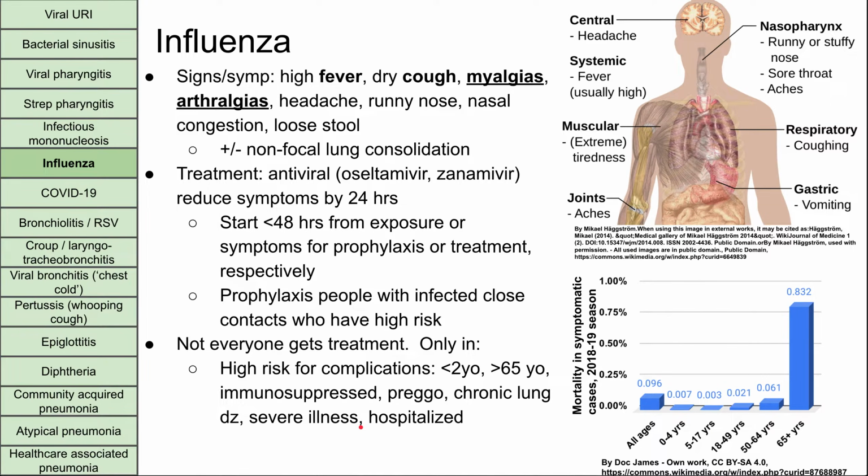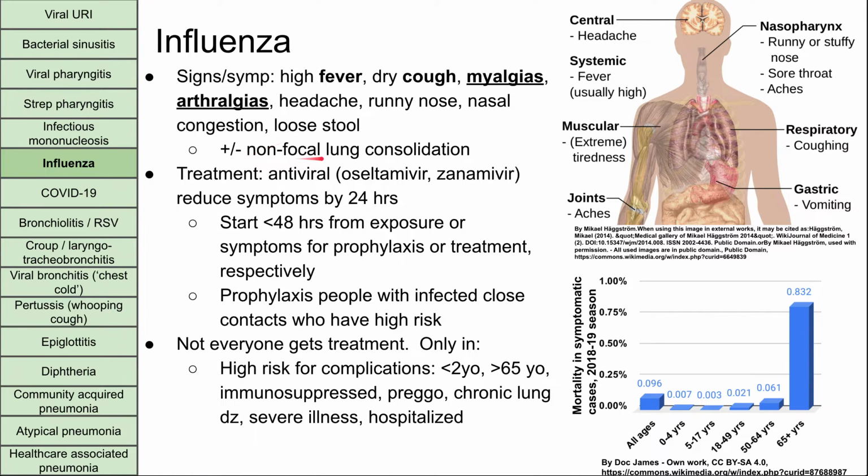Next disease is influenza. Similar signs and symptoms here. We have high fever, dry cough. Something that's unique to influenza and maybe COVID as well now is the myalgias and the arthralgias. Similar to the other diseases, you might have headache, runny nose, nasal congestion. You can also get loose stools in the influenza. So influenza really kind of is more of a systemic disease than some of the others, like viral pharyngitis.